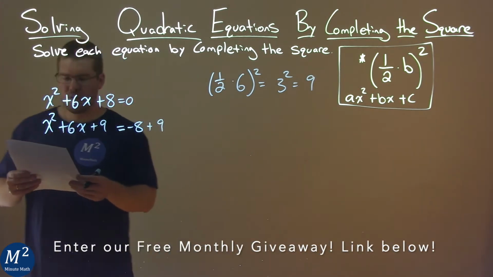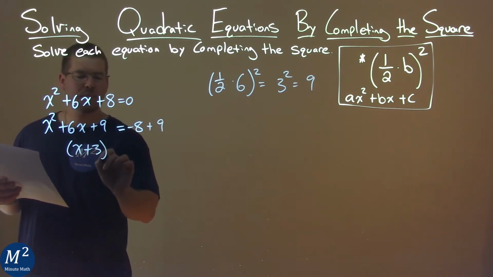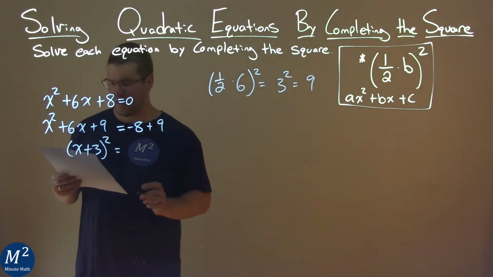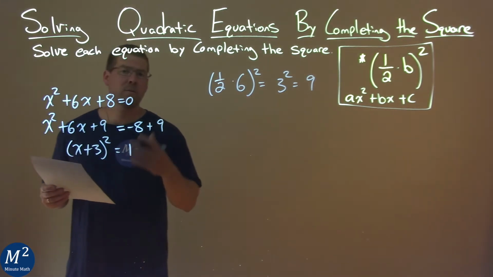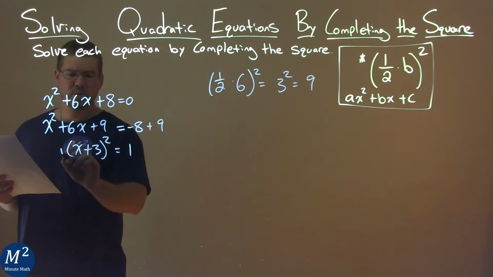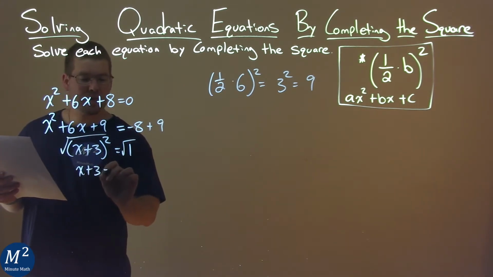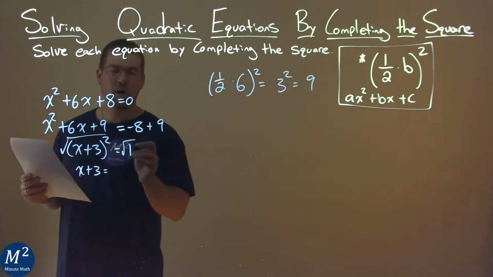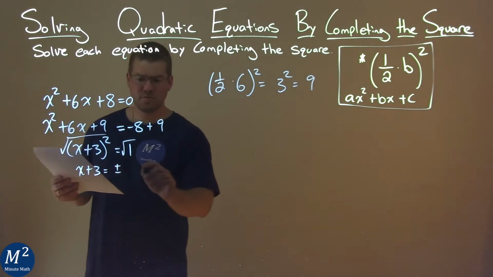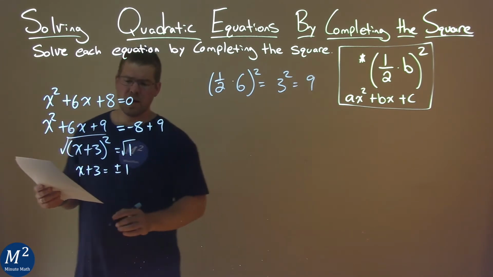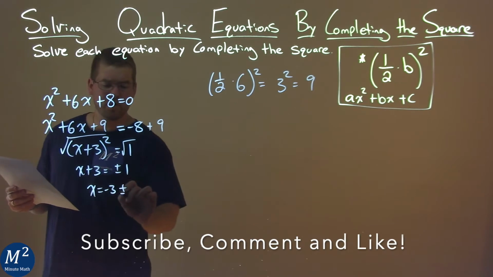Now from here, the left-hand side is a perfect square: x plus 3, all squared. The right-hand side, well, negative 8 plus 9 is 1. Now we want to solve, so I take the square root of both sides. We have x plus 3 on the left-hand side. The square root makes it a plus or minus over the equal sign, and the square root of 1 is just 1. So now we subtract 3 from both sides. We have x equals negative 3 plus or minus 1.